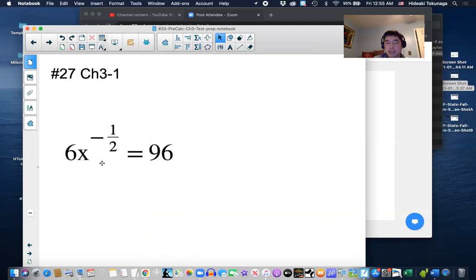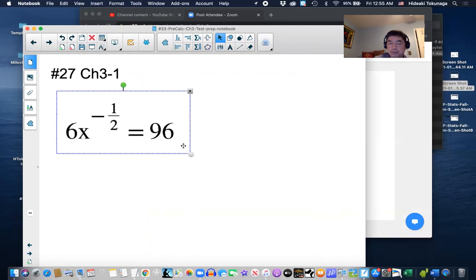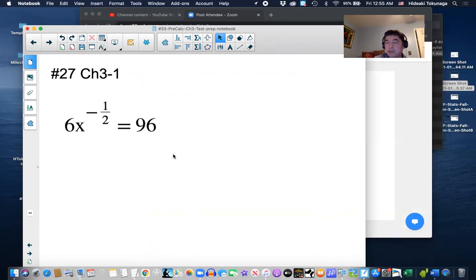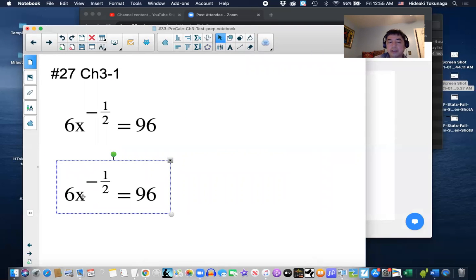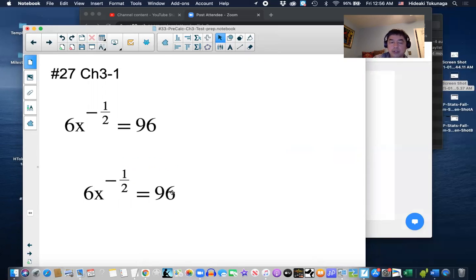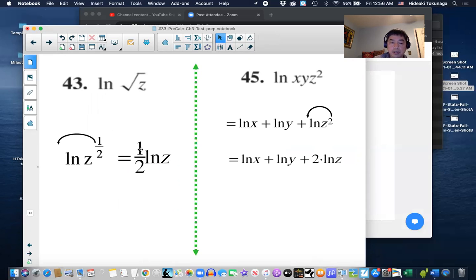So first you see this: negative half power goes to only this x. So you can divide by 6 on both sides. You can pause the video and do your own. So if you divide by 6 on both sides, it's going to be, oh, this is a picture. It's not equations. Oh, sorry. Let me grab the equation.